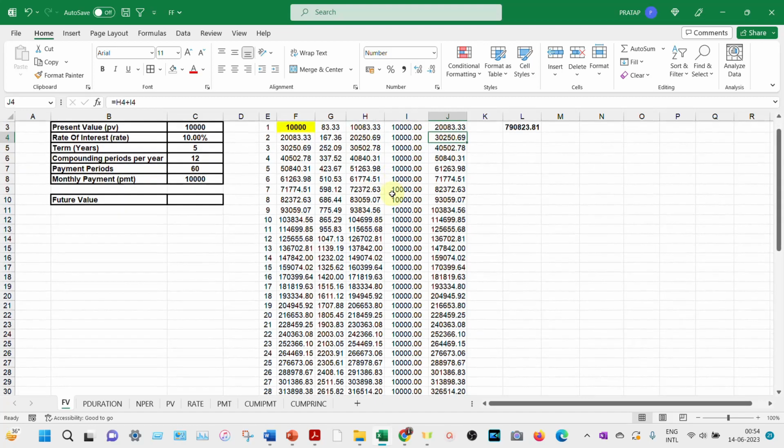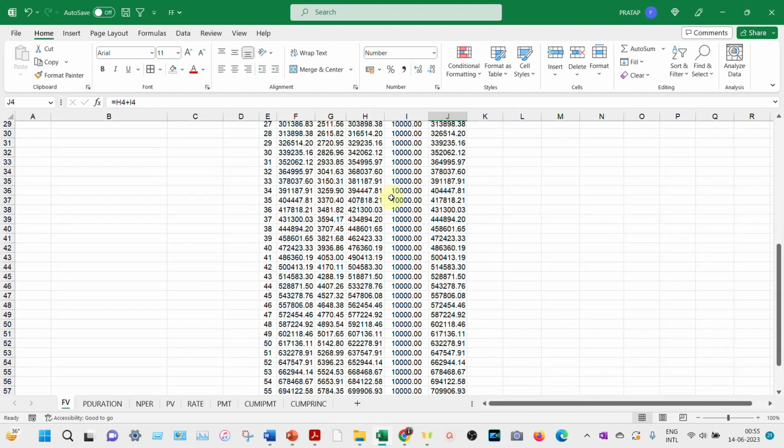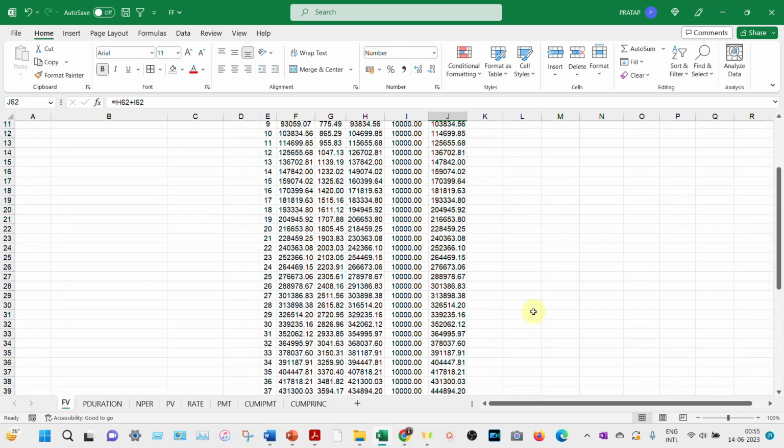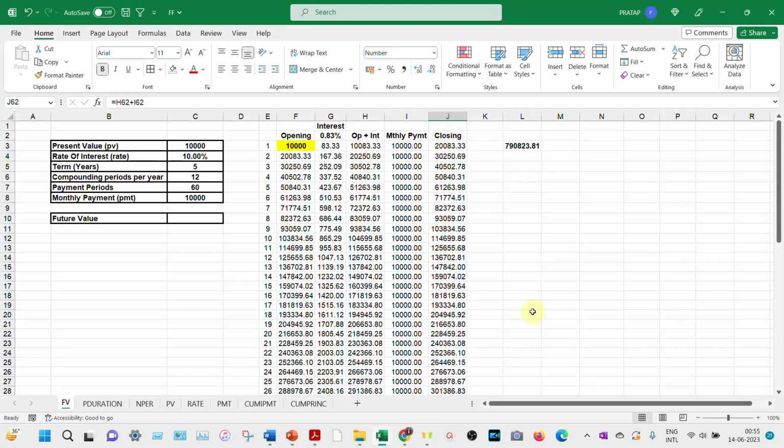So if we repeat the same pattern for the next 60 months, we get a final figure of 7,90,823, which is the final amount that we get if we were to pay 10,000 rupees monthly, starting with an opening balance of 10,000 at an annual rate of 10%, which is compounded monthly. For convenience's sake, I have copied the same amount out here in this cell, which is 7,90,823 rupees. Now let's come to calculating the same amount using the future value function.